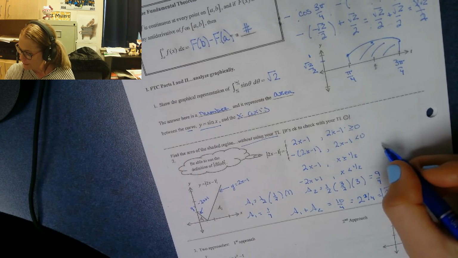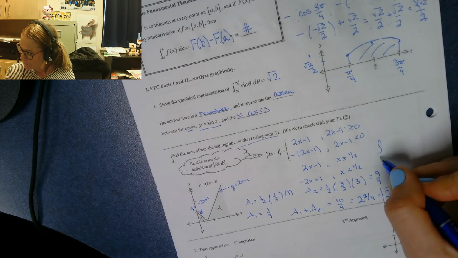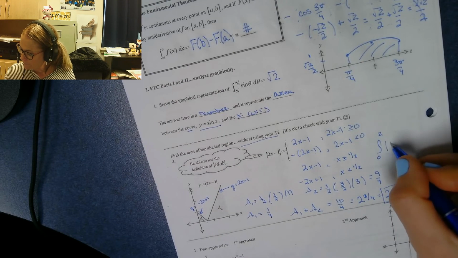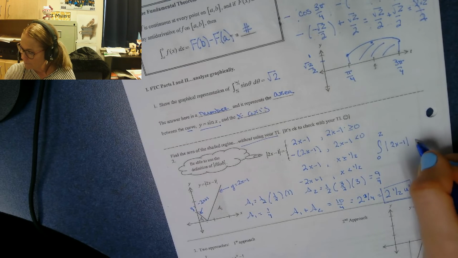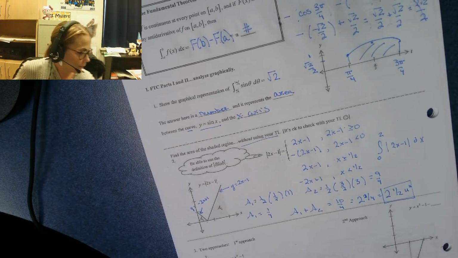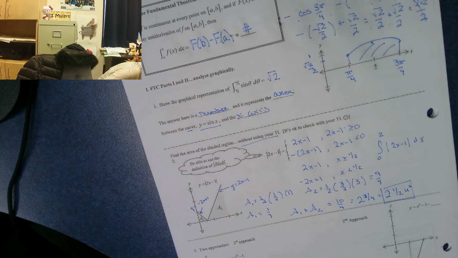If you were to check with your TI, you would just simply say the absolute value, or the integral from 0 to 2 of the absolute value of 2x minus 1 dx. All right. I don't see my TI. Hold on, let me get it. Let me show that real quick and move on.